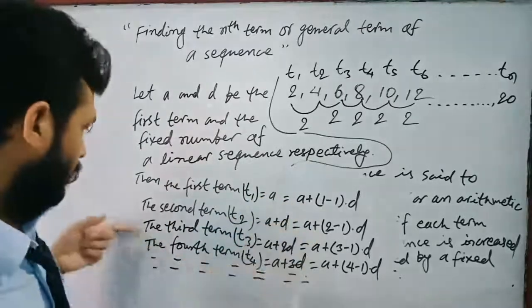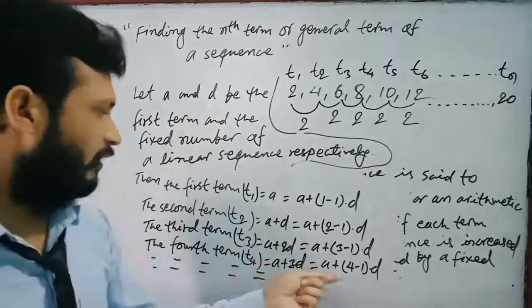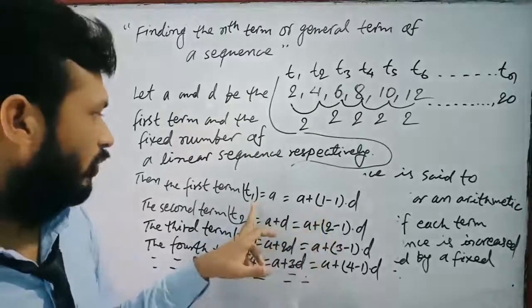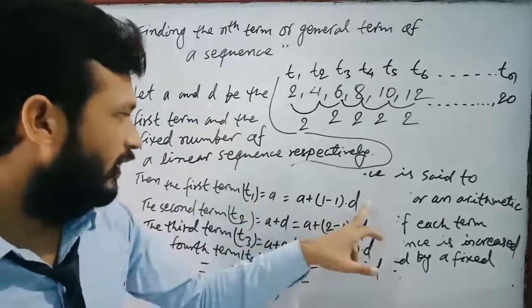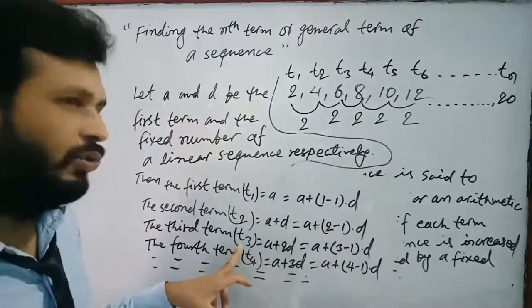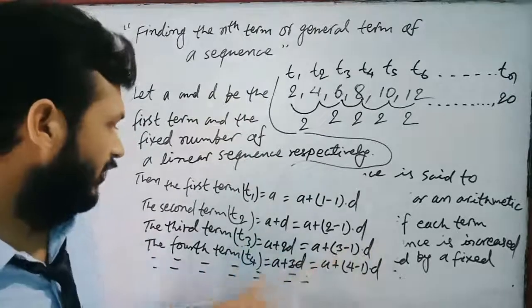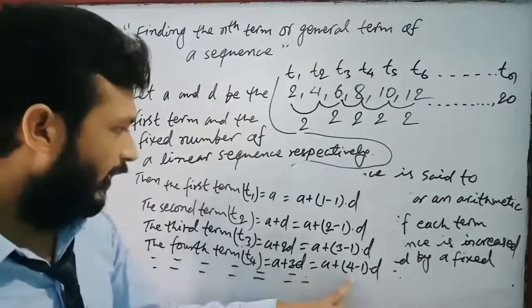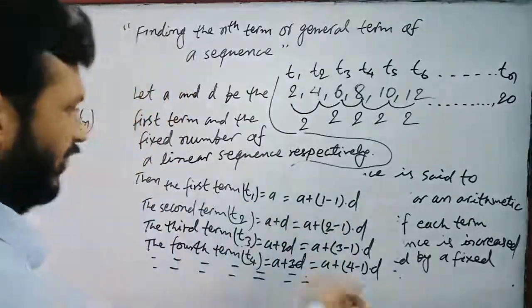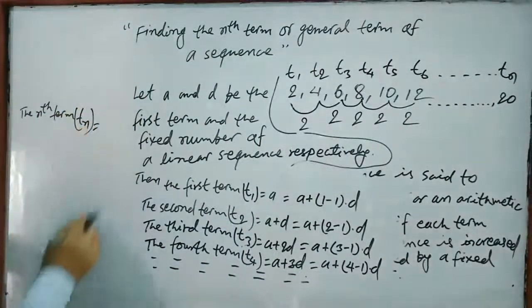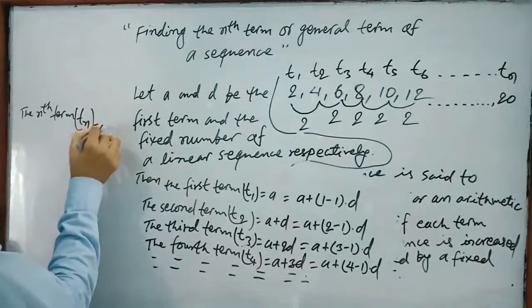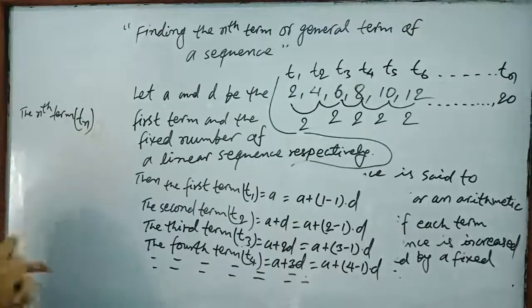second also a, third also a, fourth also a. In the first, according to t1, 1 minus 1 d, according to t2, 2 minus 1 d, according to t3, 3 minus 1 d, according to t4, 4 minus 1 d. But a and d are constant, so in this term also we can write a constant at this much.